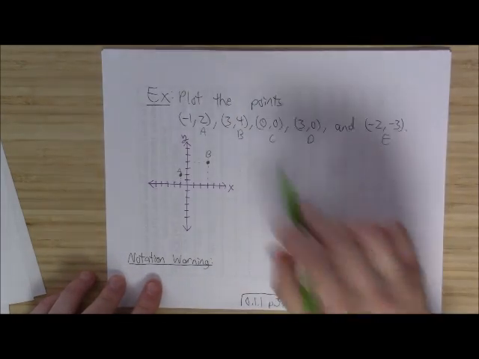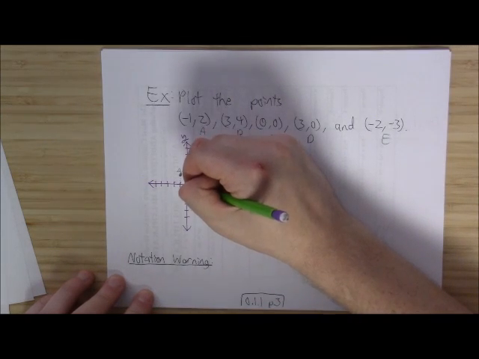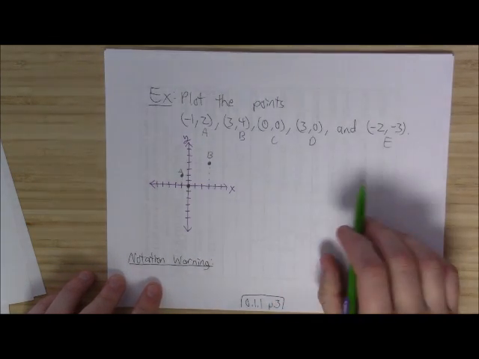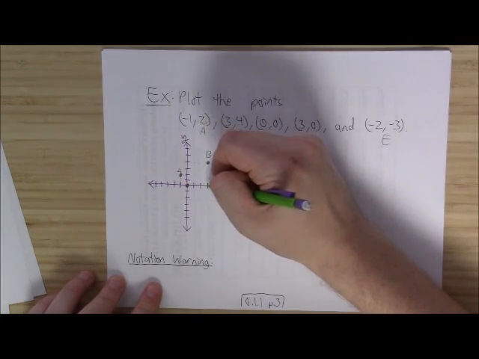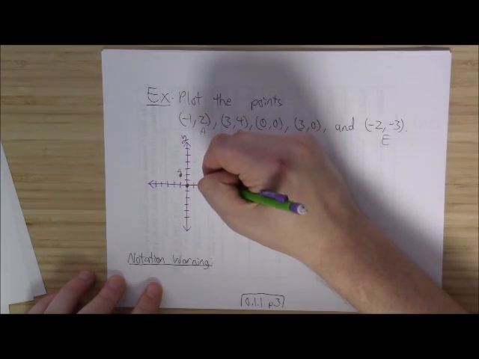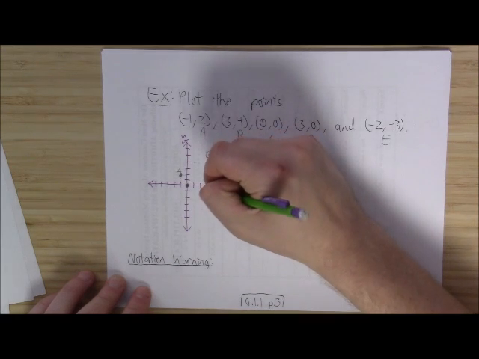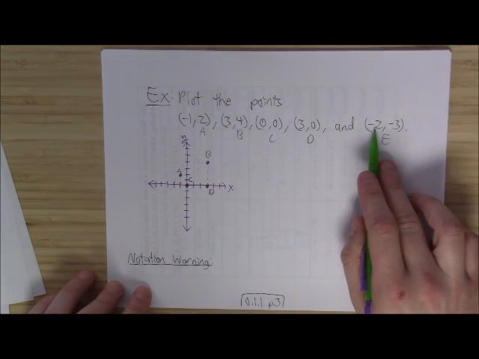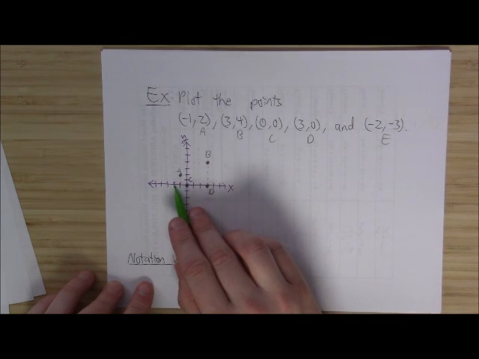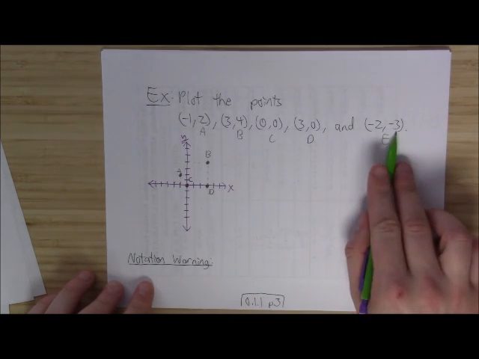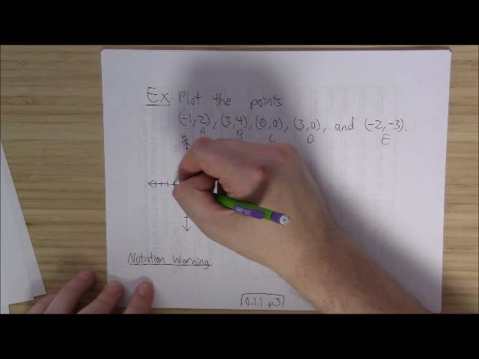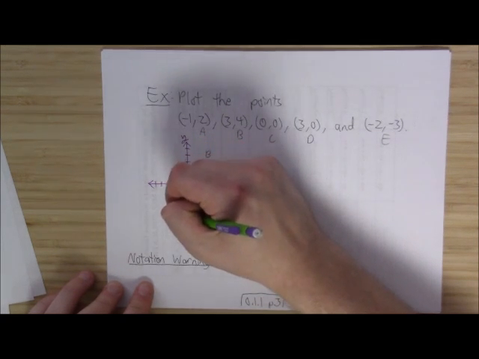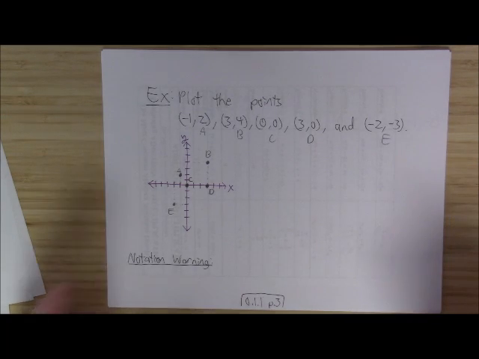What about C? C is easy. That's just the origin. 0 and 0. D, 3, 0. Well, here we go 3 over, but then we don't go up any. So that would be D. That's C there. And then finally for E, we go -2 in the x direction, so over 2. And then we go down 3 because it's negative in the y direction. So right there. And that would be E.